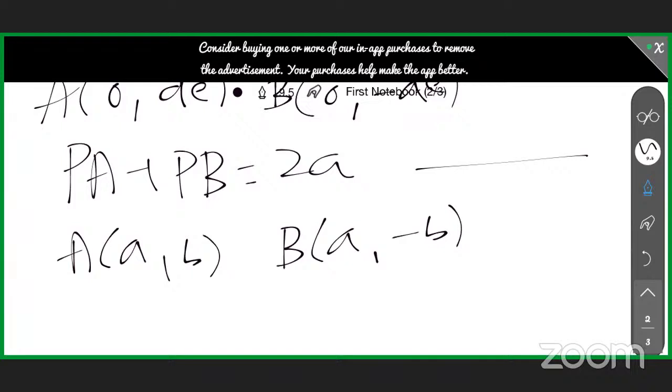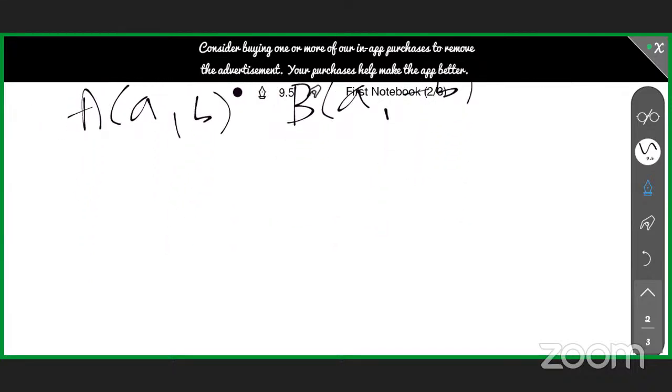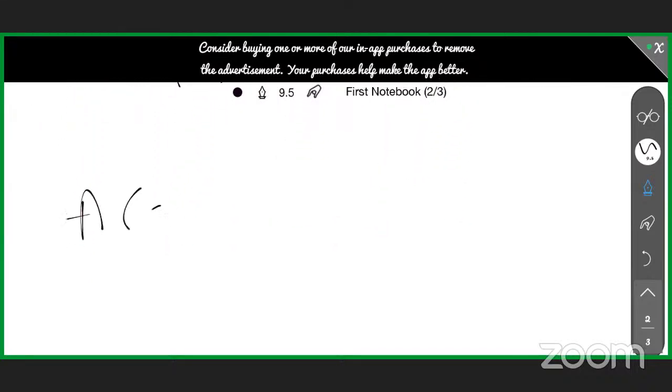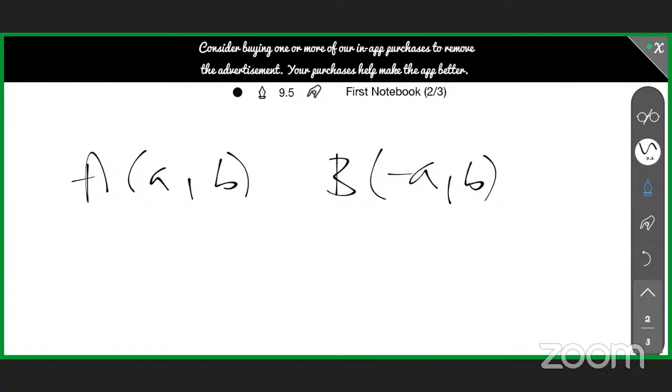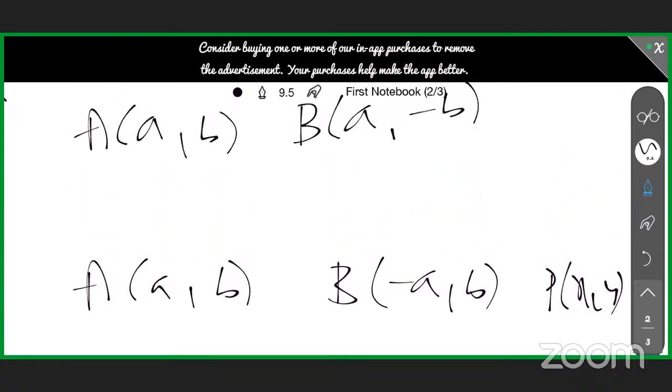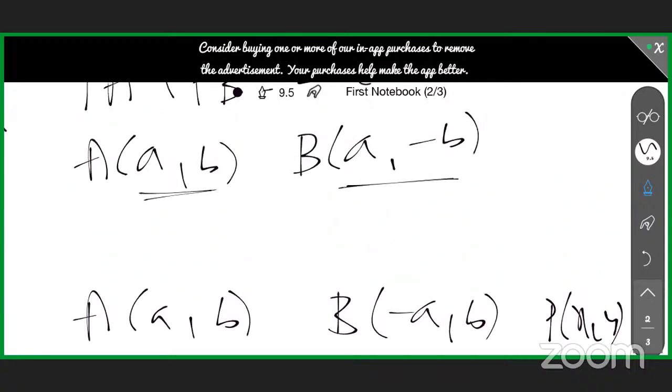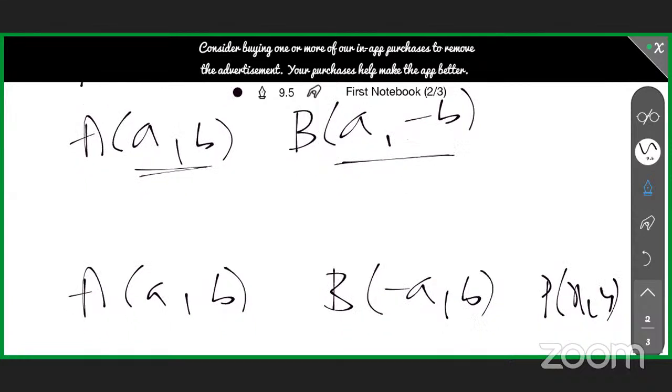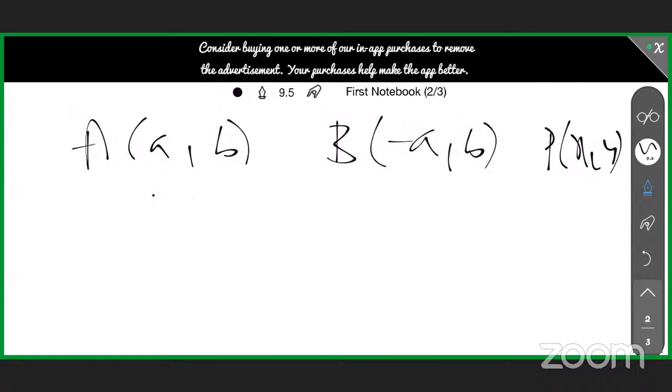Before that we discussed one property. What is the property that we discussed? If A is equal to a comma b and B is equal to minus a comma b, and the point is x comma y. No, just a minute, I shall explain. They will be using different concepts. See, here my coordinates are different. I can't use that formula. That formula is used only when the coordinates are a comma b and minus a comma b.